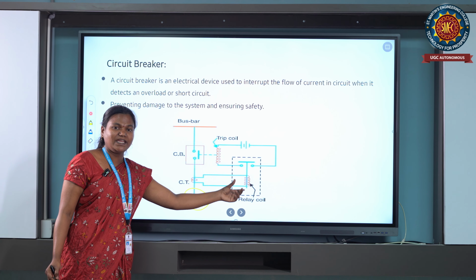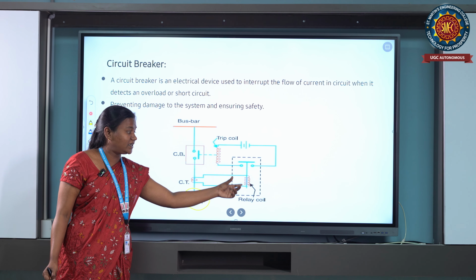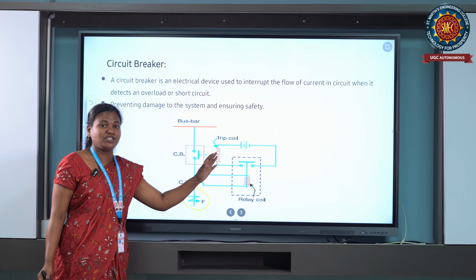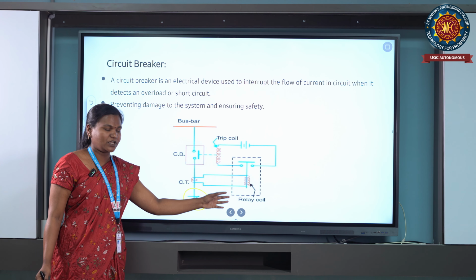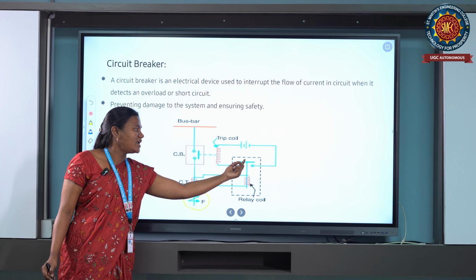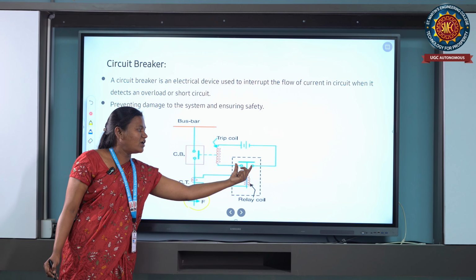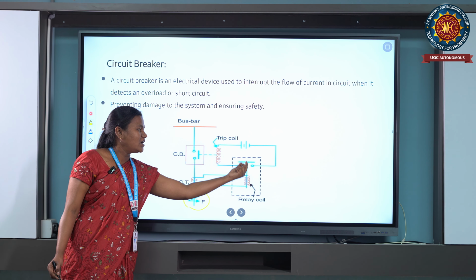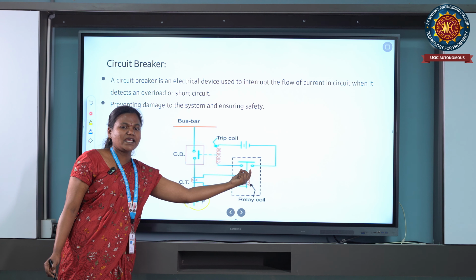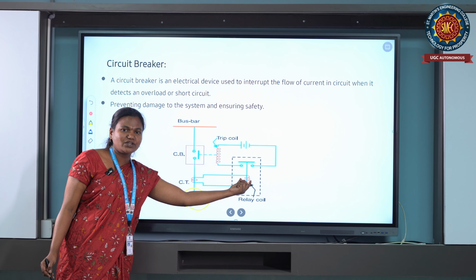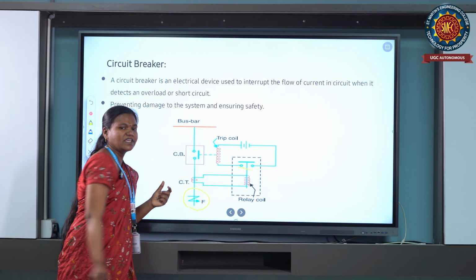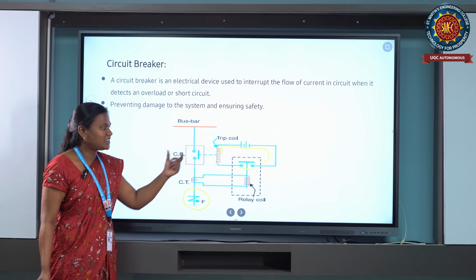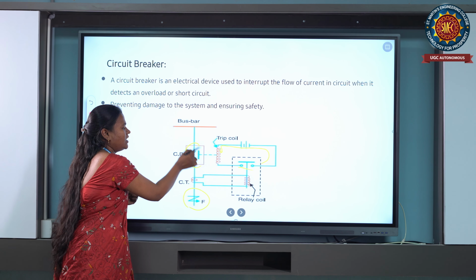Suppose I want to use the attracted armature type relay, because these work on the principle of attracted armature type. Because of that attraction principle, the magnetic flux will attract the contacts. These are the fixed contacts and this is the movable contact. When the attraction principle is applied, it will pull down to the fixed contacts. When this movable contact touches the fixed contact, it will give a signal to the trip coil. So this trip coil makes the circuit breaker open.